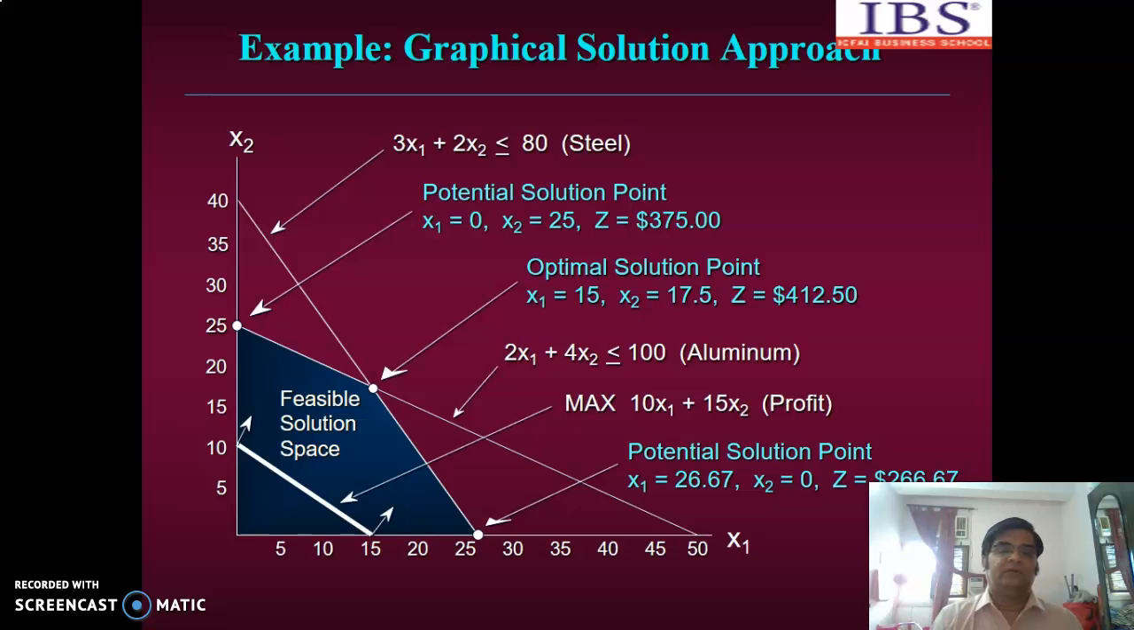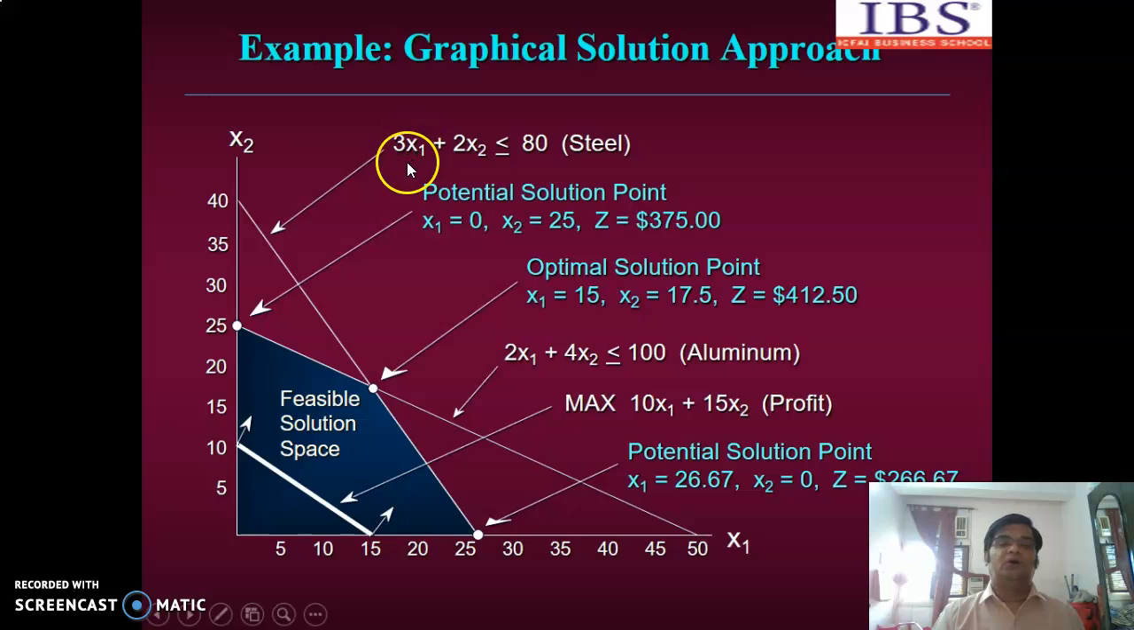Okay, now let us come to the x and y axis. Instead of the y axis we have taken x2. It's all the same. So this is the x1 axis and this is the x2 axis. Now we have two equations, as you see: number one, 3x1 plus 2x2 is less than or equal to 80, and 2x1 plus 4x2 is less than or equal to 100.